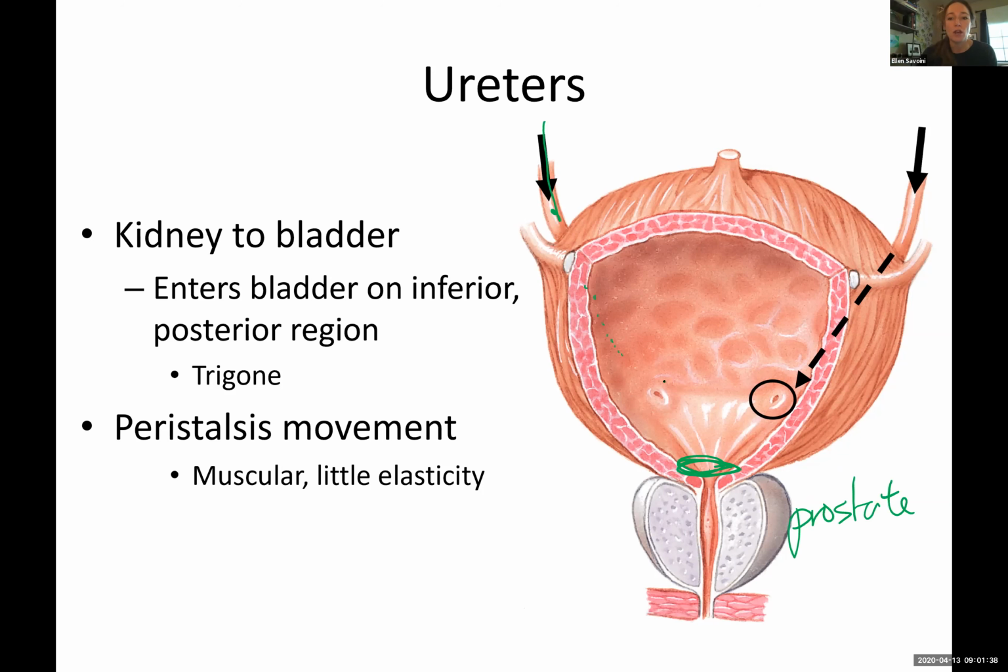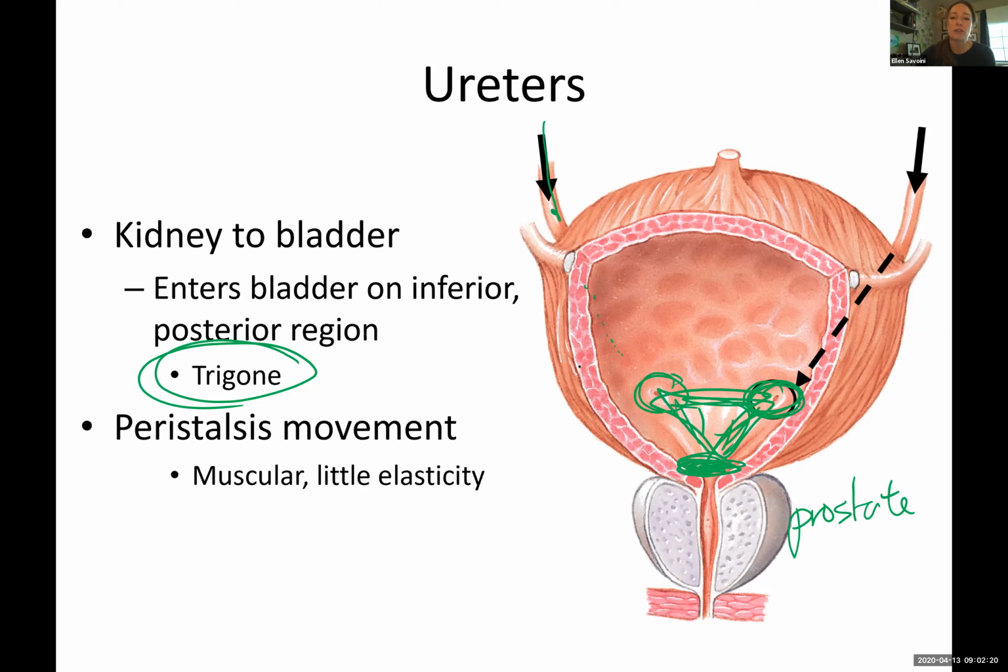But what I want you to know is you have this trigone area. That means the two ureter openings and the single urethral exit. It sort of shows it as a downward slant in this picture, when in fact it is literally the floor of the bladder, and it's flat. This trigone, this triangle area, is literally the flat base of the bladder. It doesn't move a lot. It's pretty static, this trigone area.